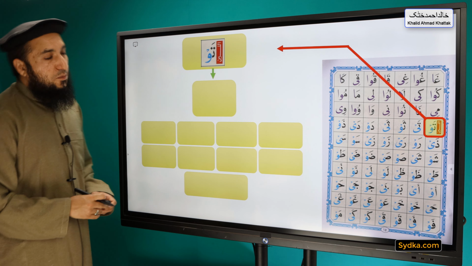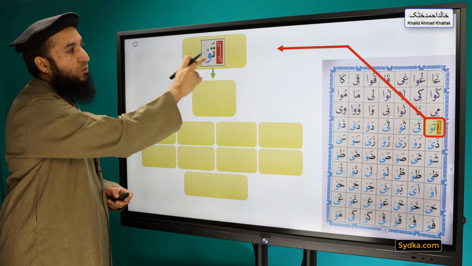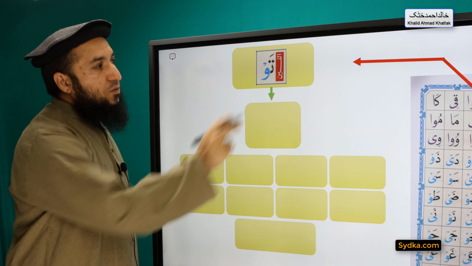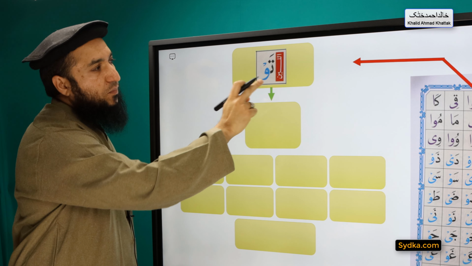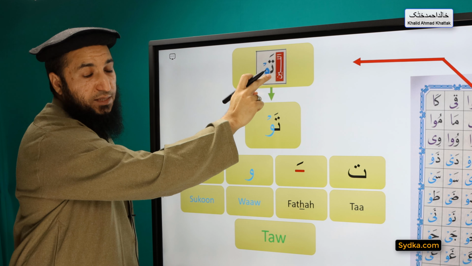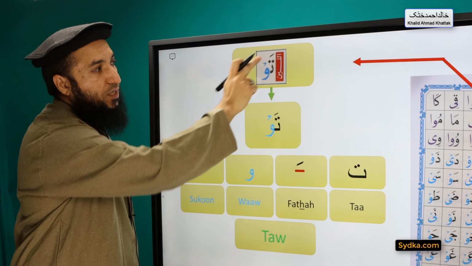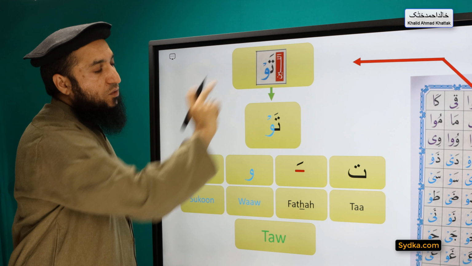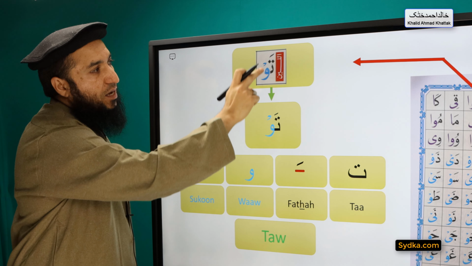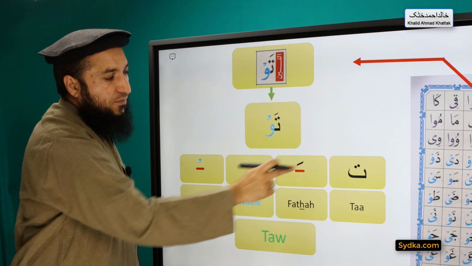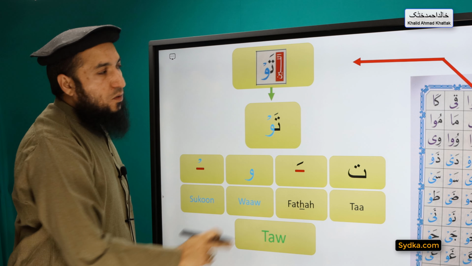So the first syllable we have is ta fatha waw sukoon, taw. Ta is a light letter, it has fatha on top of it, it is followed by waw, and waw has a sukoon. Ta fatha waw sukoon, taw.